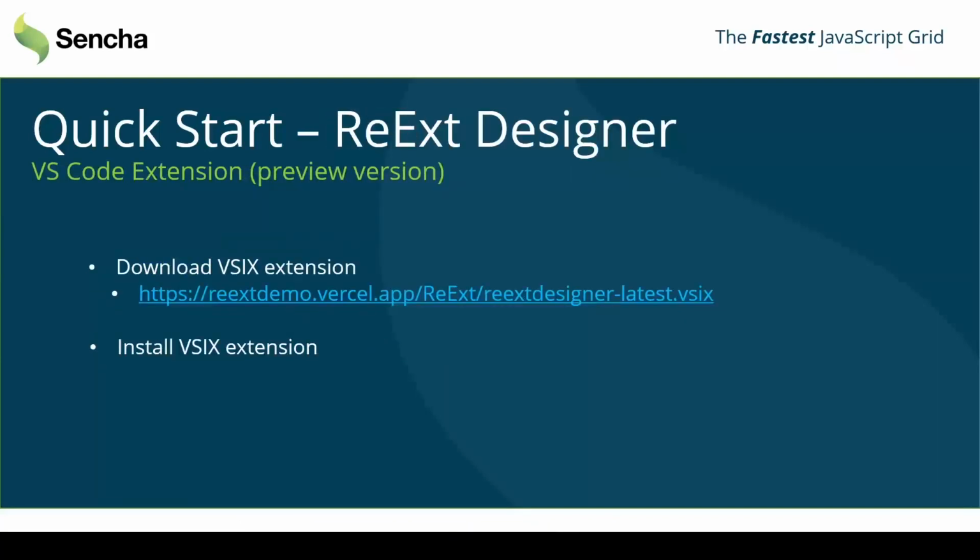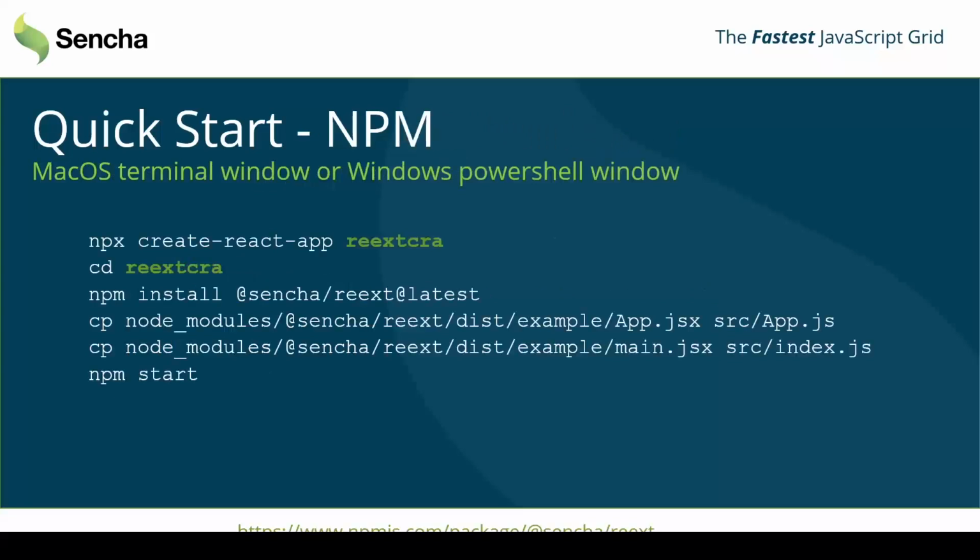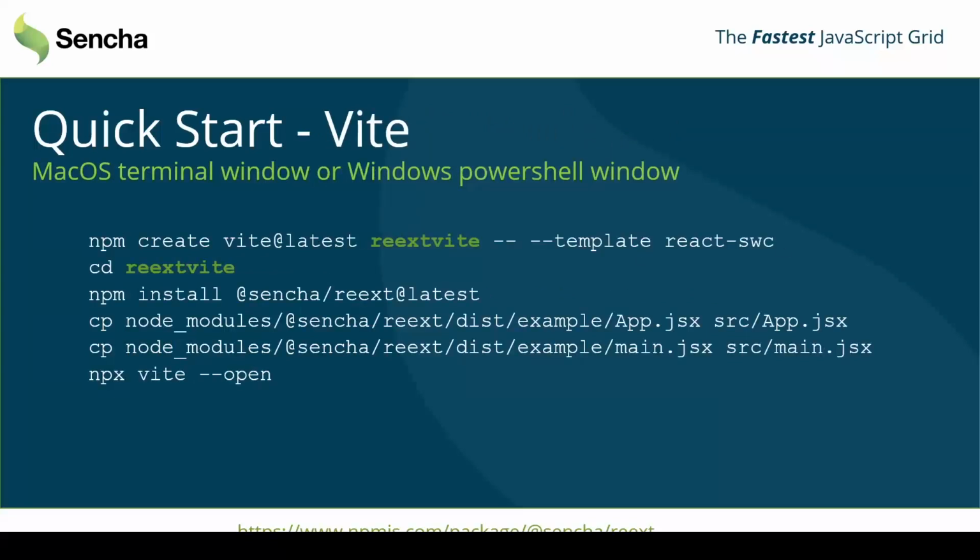We have a third option, which is using the ReExt designer. This is just a VS Code extension, and right now it's a preview version, but you can get the VSIX extension from this URL here. This one makes it a little bit easier. If you just go into Code and select a few options, it will create your application. Anyways, I will be using Vite like I just said. So let's try this out.